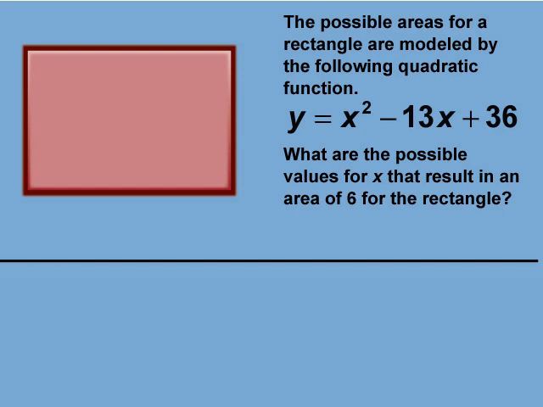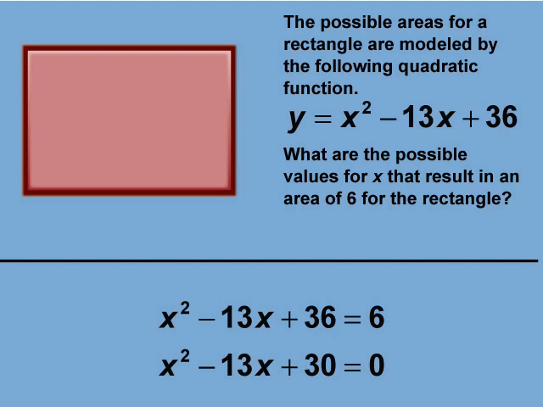We take the quadratic expression x squared minus 13x plus 36 and make it equal to 6, the area of the rectangle. We rewrite the equation to get this quadratic equation in standard form. X squared minus 13x plus 30 equals 0. One way to solve quadratic equations in standard form is to use the quadratic formula.